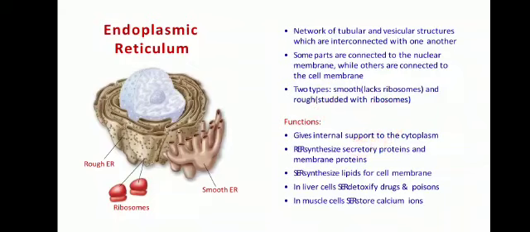The major functions of the endoplasmic reticulum are: one, it gives internal support to the cytoplasm. The rough endoplasmic reticulum synthesizes the secretory proteins and membrane proteins. Then the smooth endoplasmic reticulum synthesizes the lipids for the cellular membrane. In liver cells, smooth endoplasmic reticulum detoxifies the drugs as well as the toxins. And in muscle cells, the smooth endoplasmic reticulum also stores calcium ions.